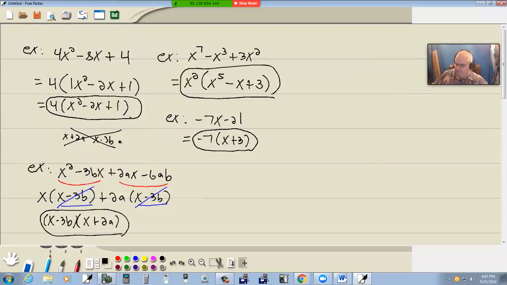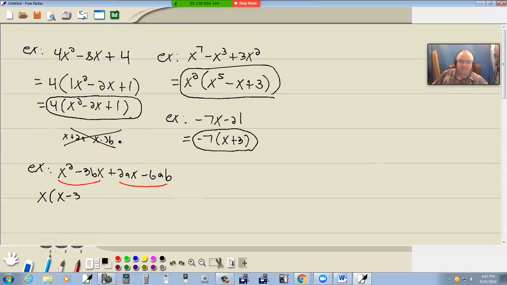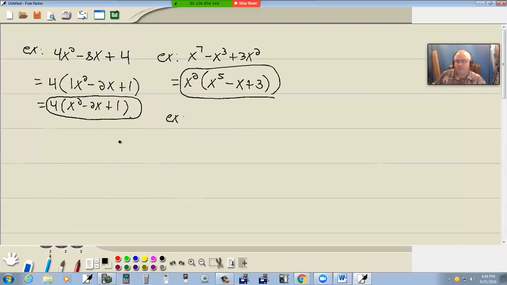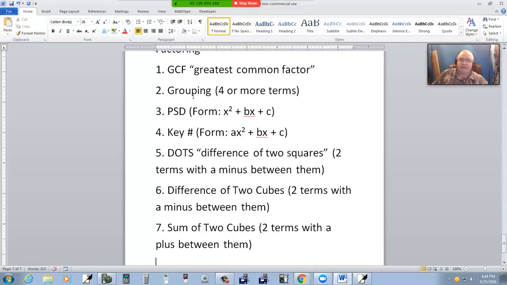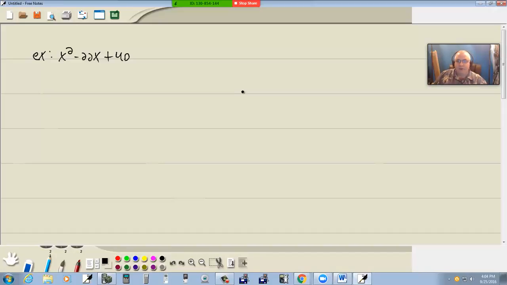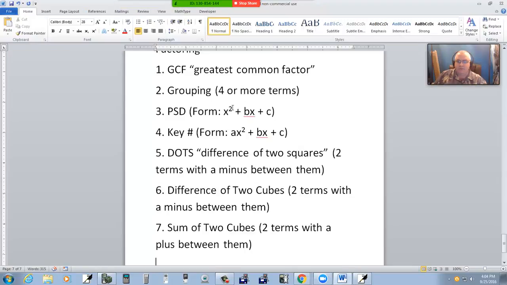Let me clear this off. Then we've got x squared minus 22x plus 40. Okay, GCF, greatest common factor, there isn't one. Grouping is 4 or more terms, this is 3 terms.